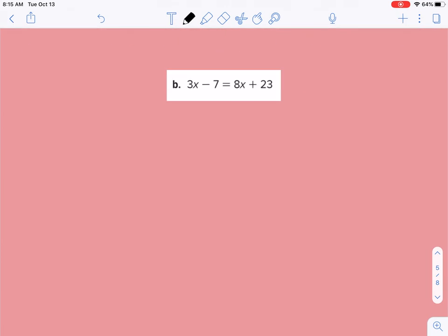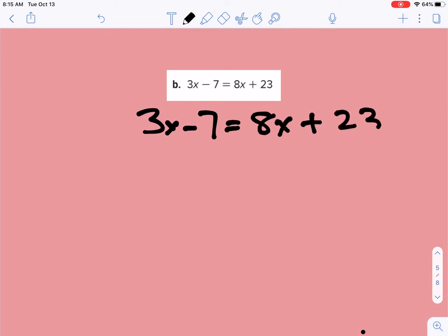All right, you try. Your turn. I'll write it out nice and large for you, and then pause the video and try this problem. Okay, we have 3x minus 7 equals 8x plus 23. So what side is my variable larger? The 8x side. So we're going to subtract 3x from both sides.